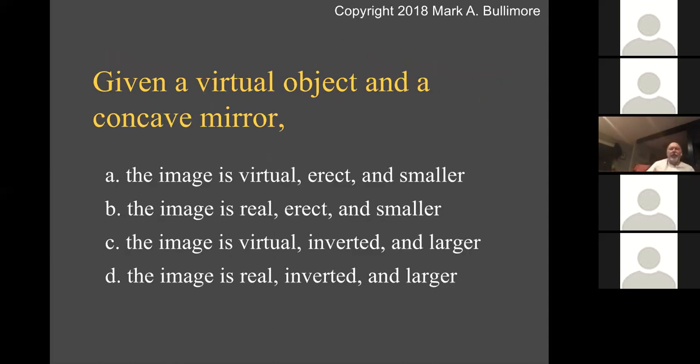Here's a nice one for you. If you've got a virtual object and a concave mirror, what are the characteristics of the image? The key to this problem is writing down the formula for the image vergence for a mirror in terms of the power and the object vergence. If you write that down and look at the question, you should be able to figure out the answer.